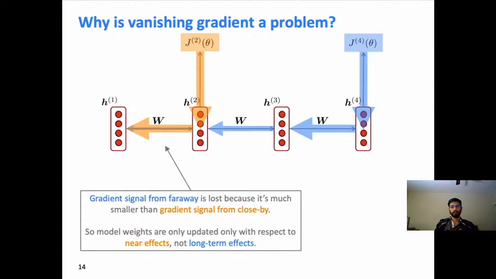And I'm going to give some more linguistics examples later of why you might want to learn the connections that are further away. So essentially the problem is in situations where you do want to learn the connection between something that happens early and something that happens later, then you're going to be unable to learn that connection. So we'll see some motivating examples in a minute. Any other questions on this?